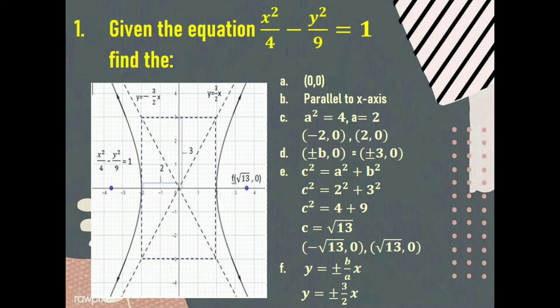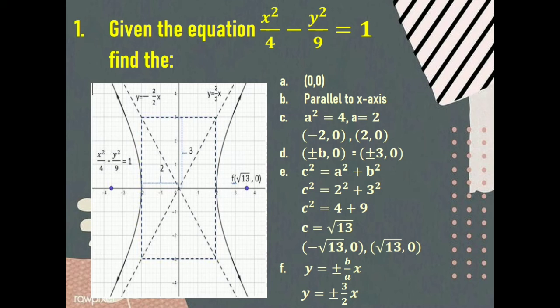Next is the endpoints of the conjugate axis. The coordinates of the co-vertices are (0, plus or minus b), so it equals (0, plus or minus 3). Next is the foci. Let's find first the value of c. So c squared equals a squared plus b squared. Substitute the values of a squared and b squared. So c squared equals 4 plus 9 equals 13, so c is square root of 13. So the foci are (negative square root of 13, 0) and (square root of 13, 0).